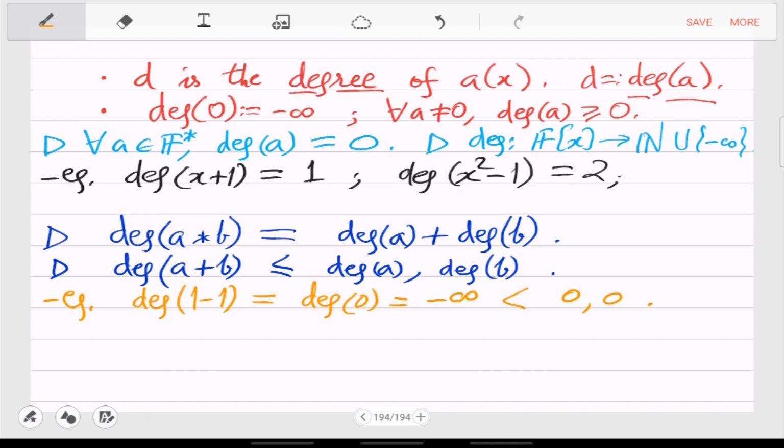Those proofs you do as an exercise just to understand the definition. You are being given many definitions, so it is natural that most of you will be confused. So you work these proofs out.